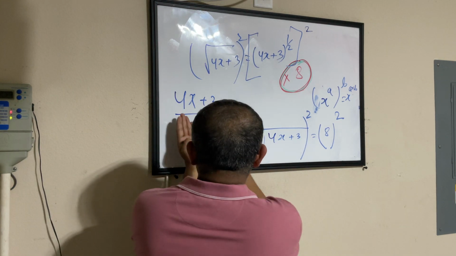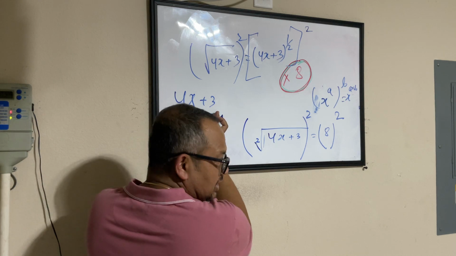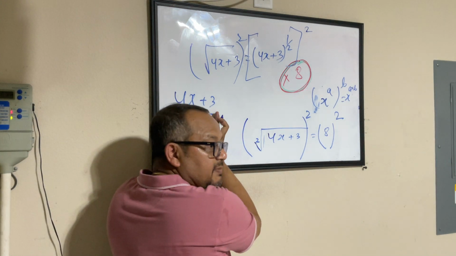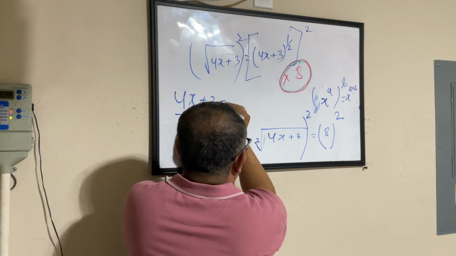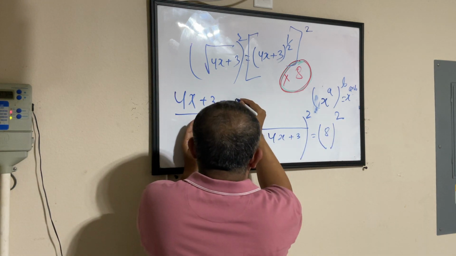So this part became 4x plus 3. This looks much cuter, much more amiable, much more friendly compared to what we were seeing before. 8 square is nothing but 64.